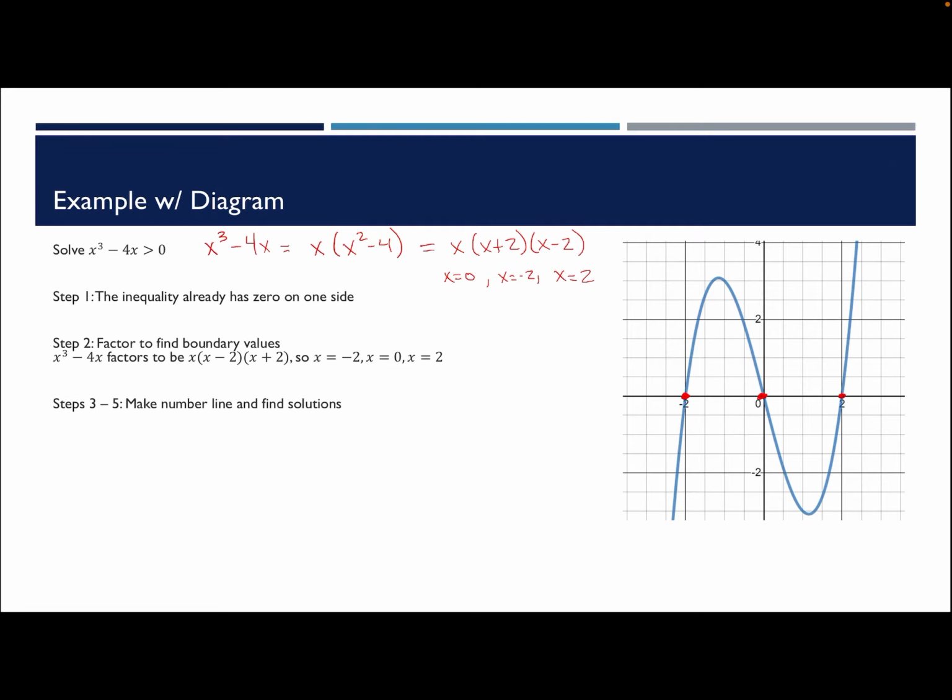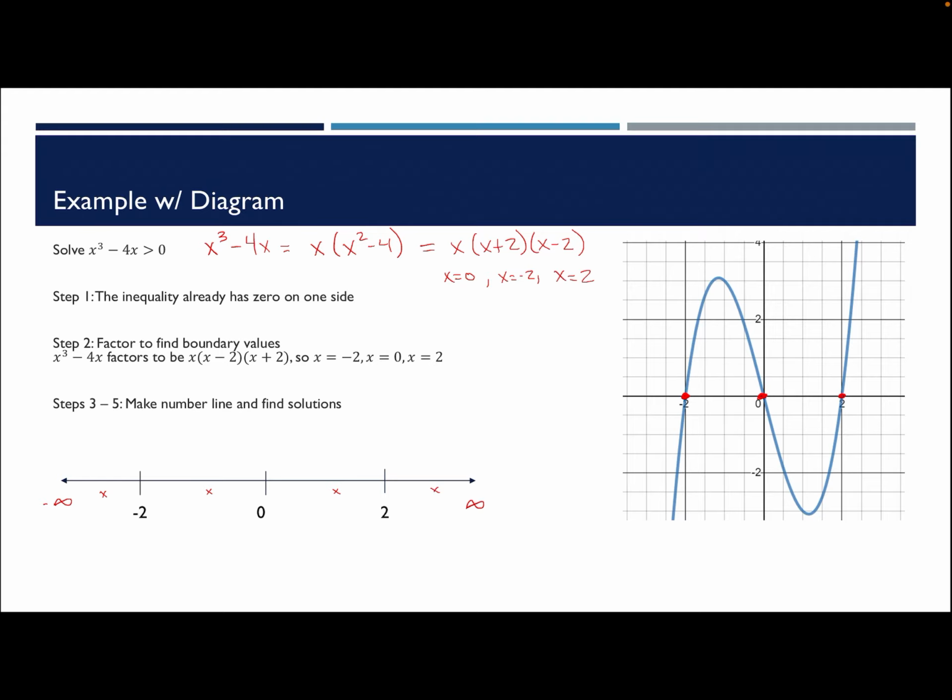So then step 3, we need to make a number line and find our solutions. So we have this number line. It's from -2. All right, I should mention that there's a negative. You go to negative infinity on the left and positive infinity on the right. So we have to find a value that's in this boundary, another value that's in this boundary, a value that's in this boundary, and a value that's in that boundary.